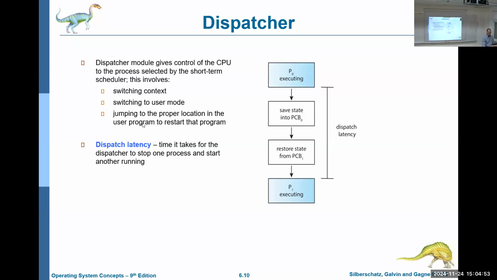We have to jump to the proper place. These actions are done in super user mode. But then when I finally want this program to start running, I've got to go back to user mode, because it's a regular program, not the operating system. And I've got to change the program counter to start this program at the right point. So dispatch latency is this time. It's also called context switch overhead. It's the overhead for our context switch.